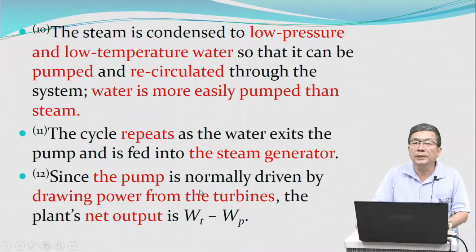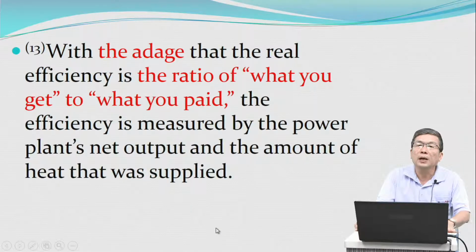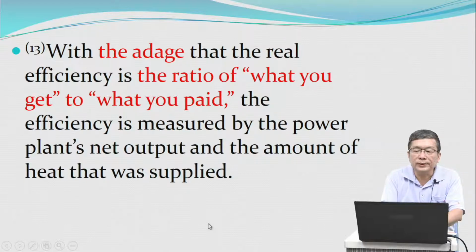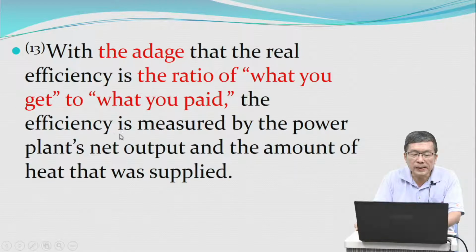Since the pump is normally driven by drawing power from the turbine, the plant's net output is W sub T minus W sub P, with the adage that the real efficiency is the ratio of what you get to what you pay. The efficiency is measured by the power plant's net output and the amount of heat that was supplied.